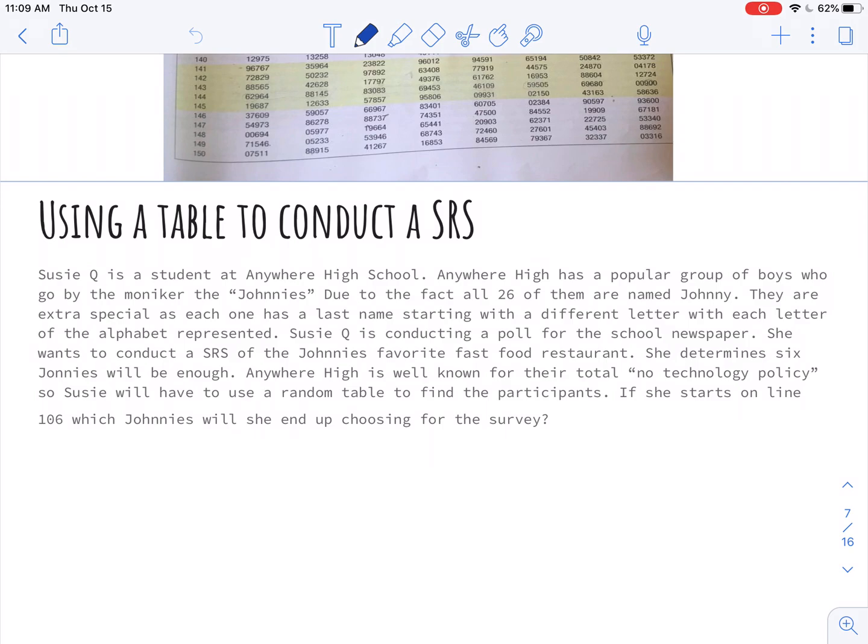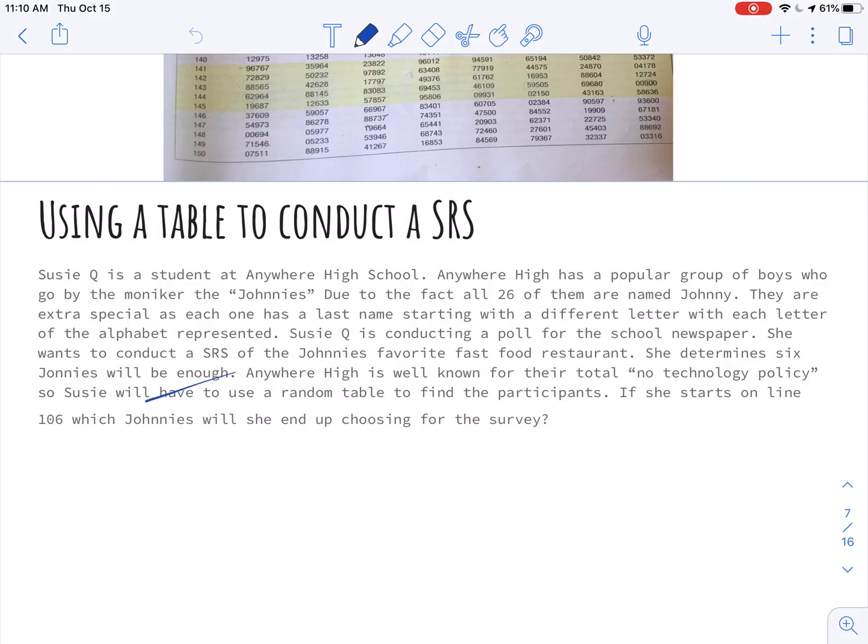So Susie Q is a student at Anywhere High School. Anywhere High has a popular group of boys who go by the moniker the Johnnies, due to the fact that all 26 of them are named Johnny. They are extra special as each one has a last name starting with a different letter, with each letter of the alphabet represented. Susie Q is conducting a poll for the school newspaper. She wants to conduct an SRS of the Johnnies' favorite fast food restaurant. She determines 6 Johnnies will be enough. Anywhere High is well known for their total no technology policy, so Susie will have to use a random table to find the participants. If she starts on line 106, which Johnnies will she end up choosing for the survey?